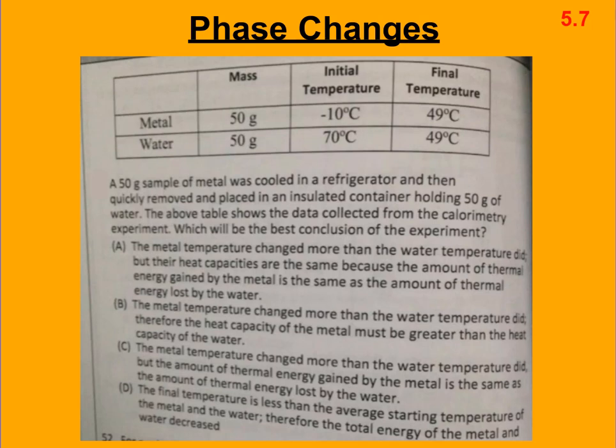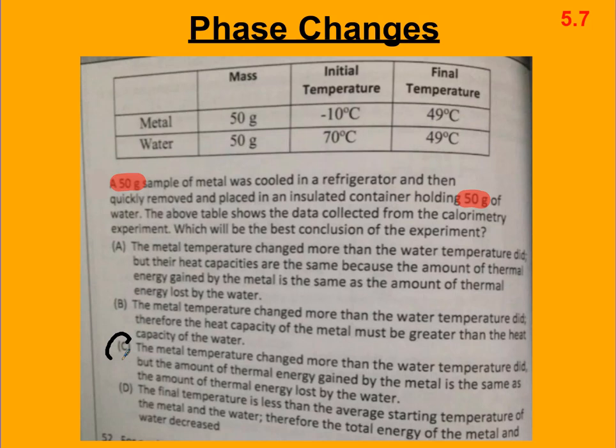So this one's a little bit more with calorimetry than phase changes, but we have 50 grams and 50 grams. So the temperature is the same. We can see that the metal changed quite a bit. It changed about 59 degrees, while the water went down by about 21 degrees. So why did the water change a lot more than the metal, even though they had the same mass?